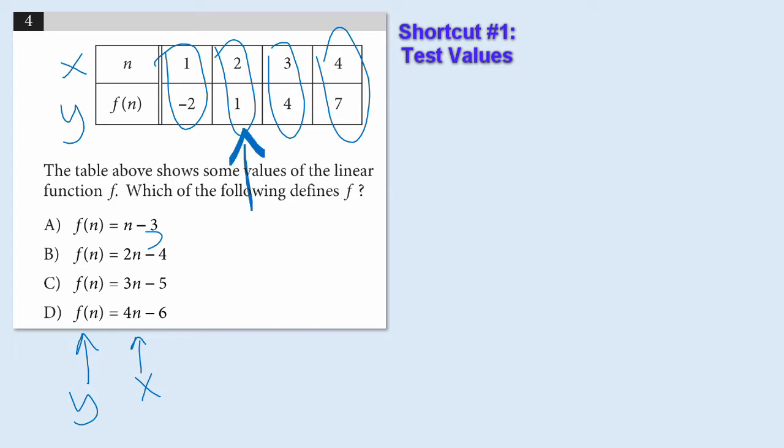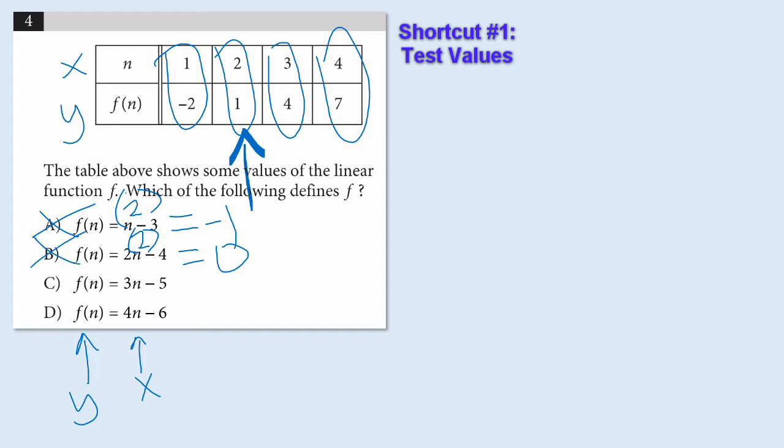So I have 2 for n or x, and I want to see if when I substitute that in, whether I get a value of 1. So 2 minus 3 in the first equation is negative 1, and that's not equal to positive 1. So I can eliminate equation A. Let's look at B. If I substitute 2 in for n, I have 2 times 2, which is 4, minus 4, which is 0, and that's not equal to 1. So I can eliminate equation B.